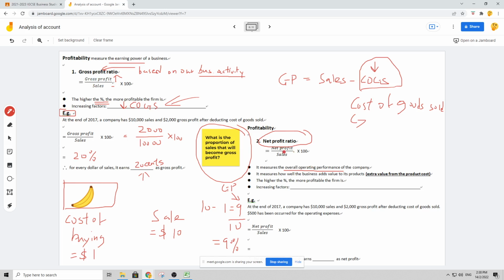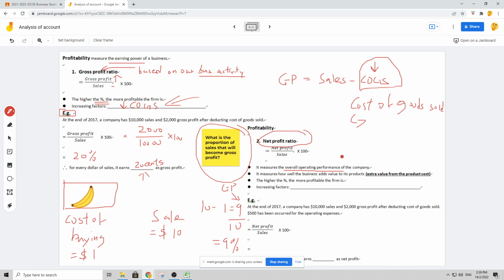Because you also take care of other revenue and also operation expenses as well. If you look at the formula, it's very similar to gross profit ratio, except for your numerator, you're gonna use your net profit. So you're trying to look at, for every dollar of sale, how much are we actually earning as net profit? So here, the key concept is you are able to see a bigger picture using net profit ratio, because you're considering more items when you are using this ratio.